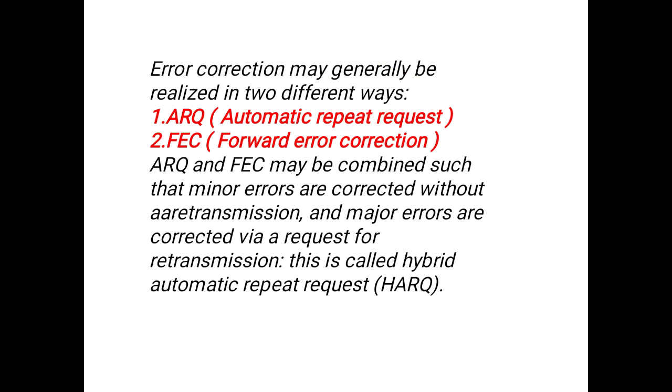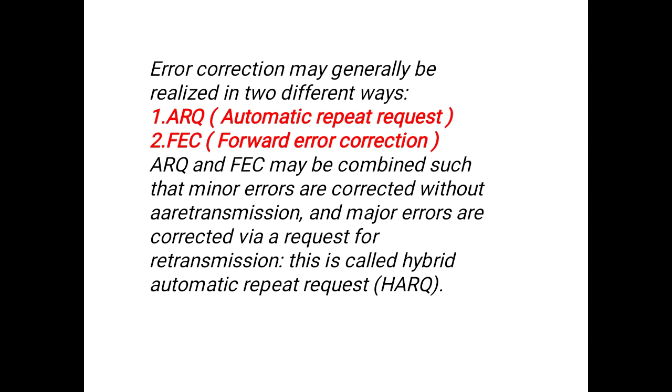Now, error correction may generally be realized in two different ways. One is automatic repeat request, and one is forward error correction. ARQ and FEC may be combined such that minor errors are corrected without retransmission, and major errors are corrected through a request for retransmission. This is called hybrid automatic repeat request.